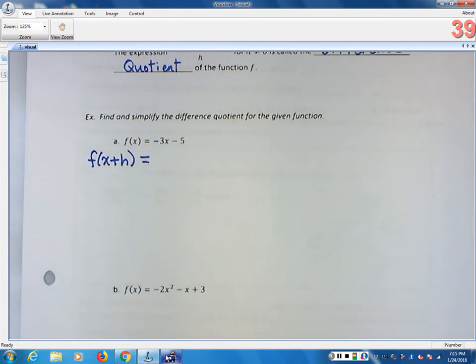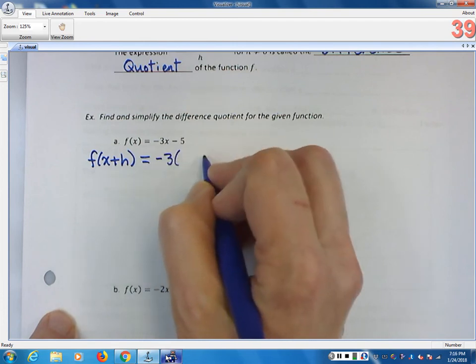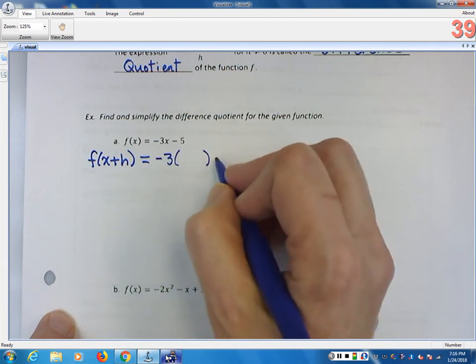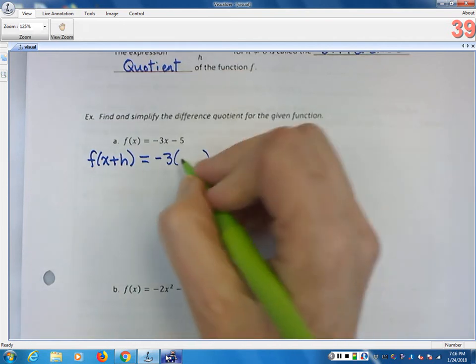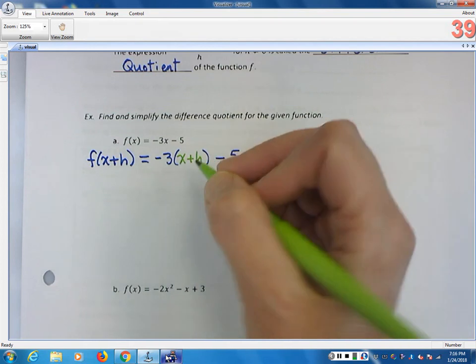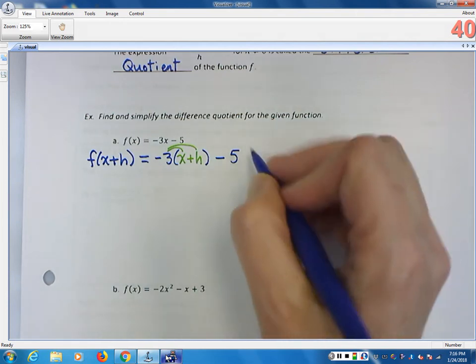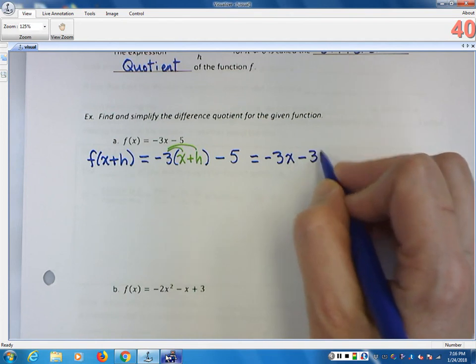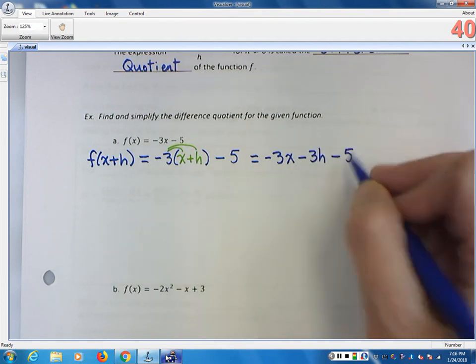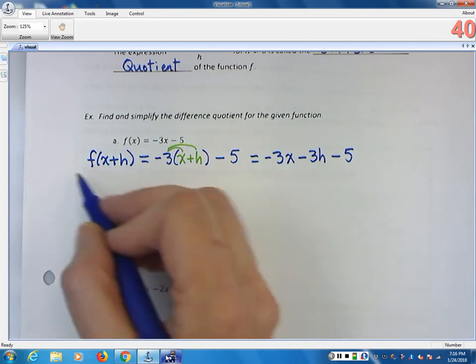Well, that just means everywhere you have an x, you replace it with x plus h. So you leave space for x plus h there where there was an x, and we're going to put in x plus h there. Then you're going to distribute. So f of x plus h equals minus 3x minus 3h minus 5.